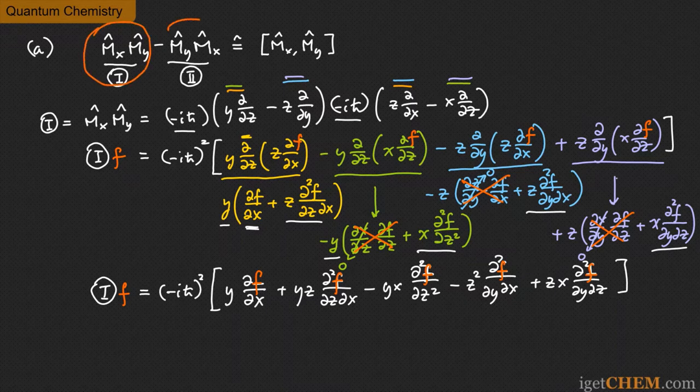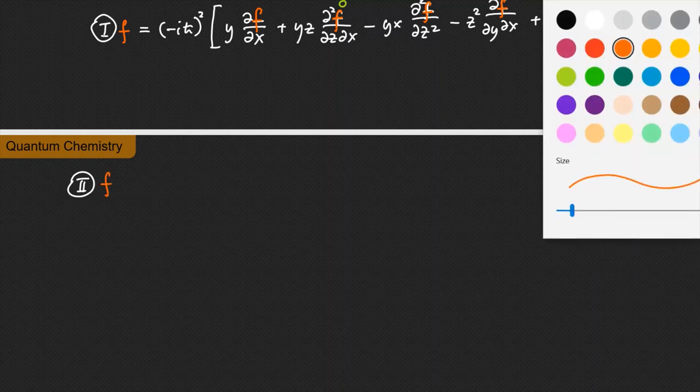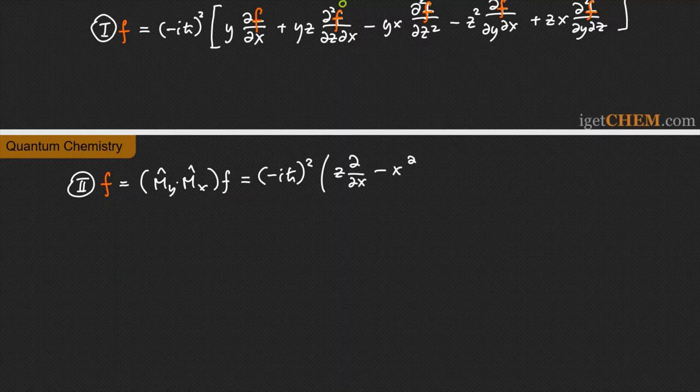Now I have to do the same thing with the other term. So just basically repeat the exercise. I'm going to try to write out everything, but I'll just do it a little faster without talking as much. Okay, so again, Roman numeral 2 applied to function f is now equal to my mx operated on f, and you see that this is minus iħ squared, z ∂/∂x minus x ∂/∂z, and y ∂/∂z minus z ∂/∂y, and that's operated on function f.